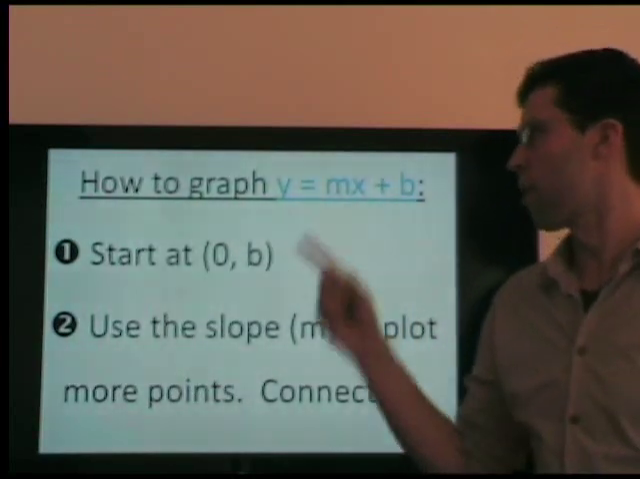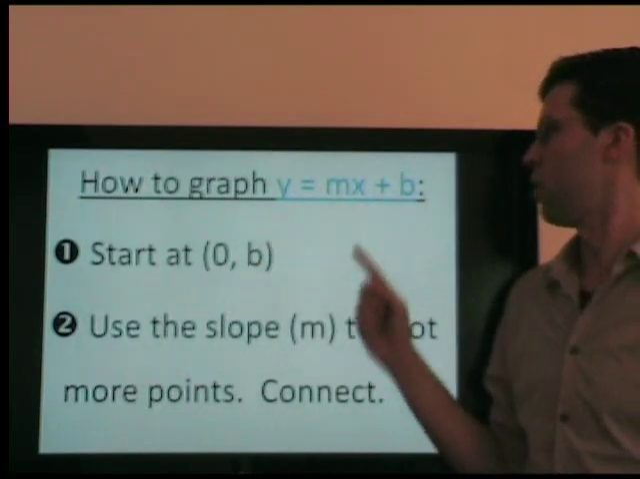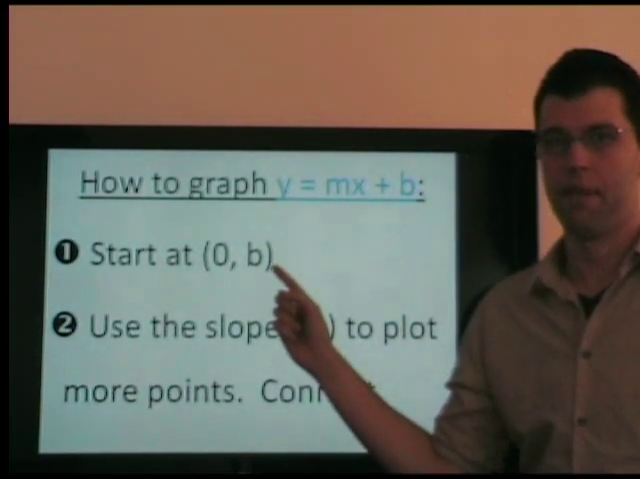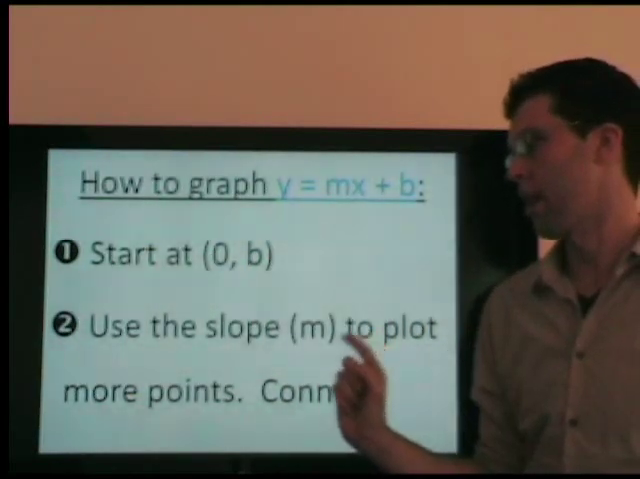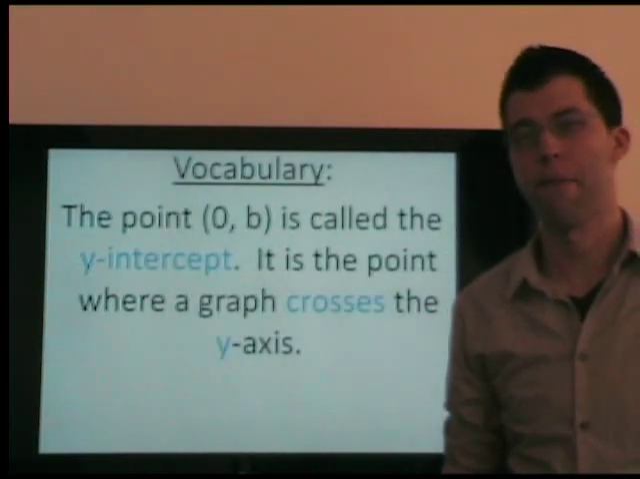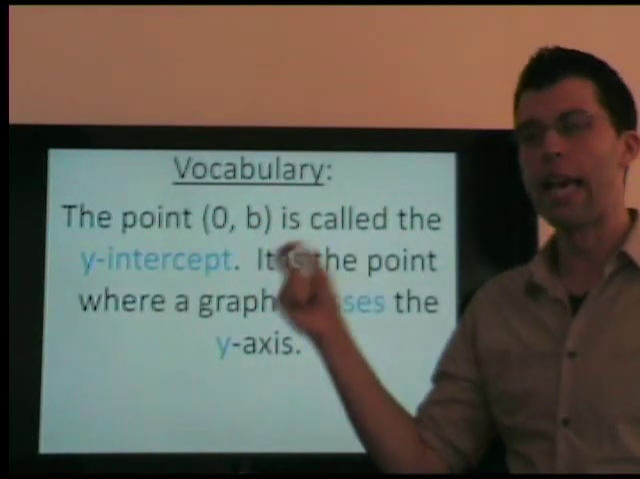For equations in this form, we don't start at 0, 0, we start at 0, b. So if this is plus 5, we would start at 0, 5. If this were minus 3, we would start at 0, negative 3. And from that point, we use the slope to plot more points. Just to be clear, let's call this point the y-intercept.